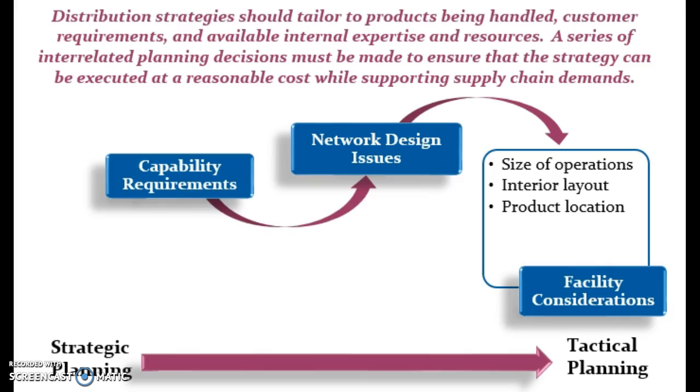Let's think about facility considerations. The first facility consideration is to determine the size of each operation within the network. The facility design should not be so permanent as to limit the facility from handling new product lines and providing value-added services when new requests emerge. Continuous improvement is the ultimate facility objective. The final facility consideration is product placement within the facility.